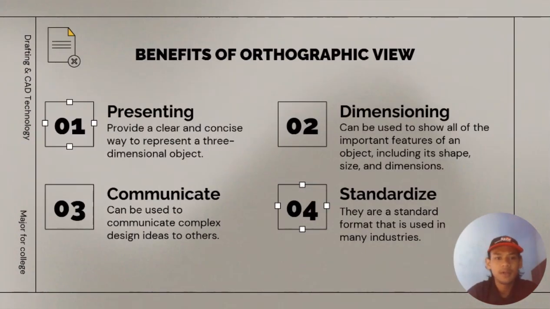Okay, now what are the benefits of the orthographic view? Number one, presenting: it provides a clear and concise way to represent the three-dimensional object. Number two, dimensioning: it can be used to show all of the important features of an object, including its shape, size, and dimensions. Number three, communication: it can be used to communicate complex design ideas to others. Number four, standards: it is a standard format that is used in many industries.